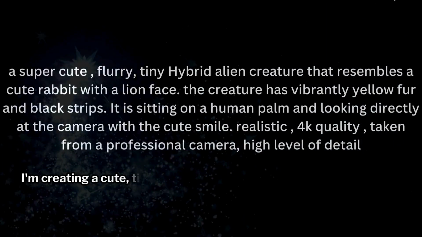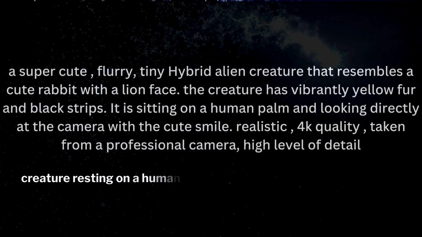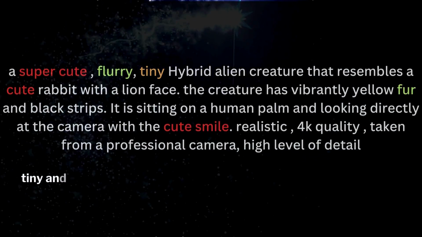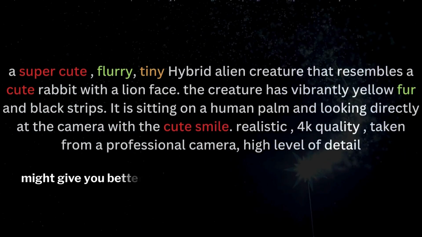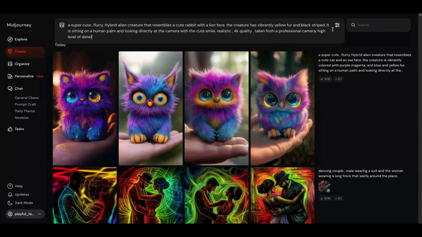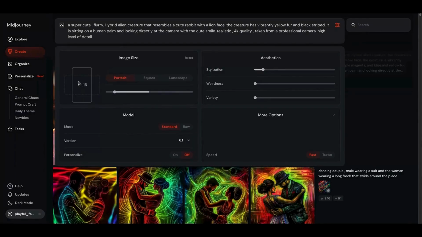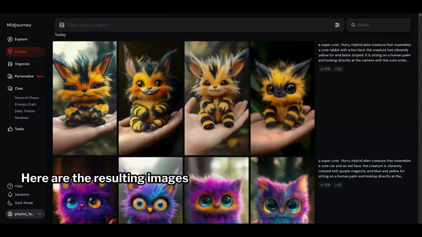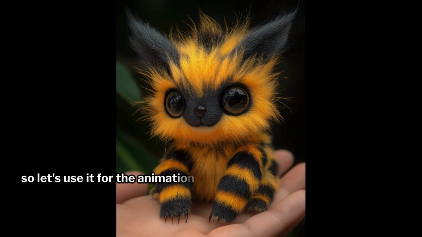I'm creating a cute, tiny fantasy creature resting on a human palm. Using words like cute, tiny, and fluffy might give you better results. Here's the Midjourney interface. I'm entering the prompt here and adjusting the aspect ratio to fit into the short video format. Here are the resulting images, and I like this one best, so let's use it for the animation.